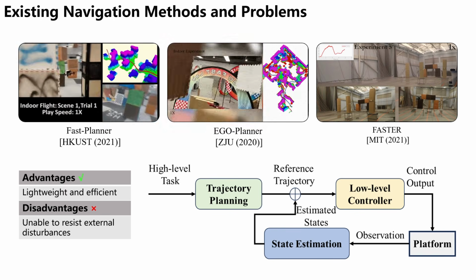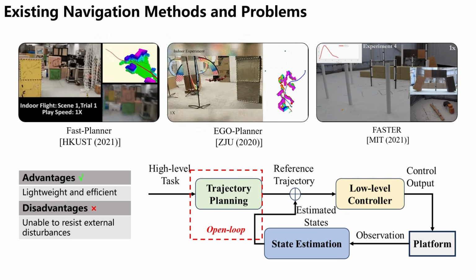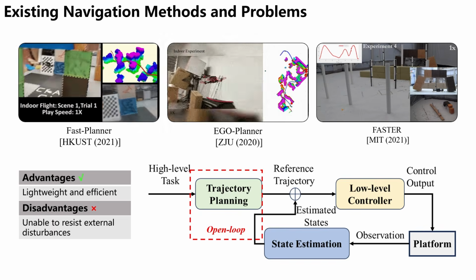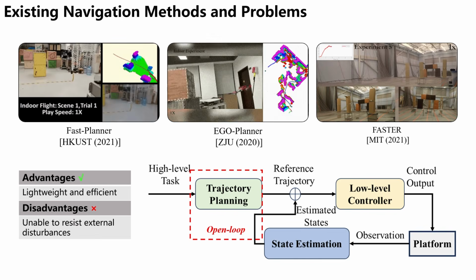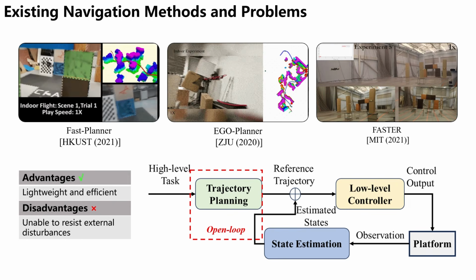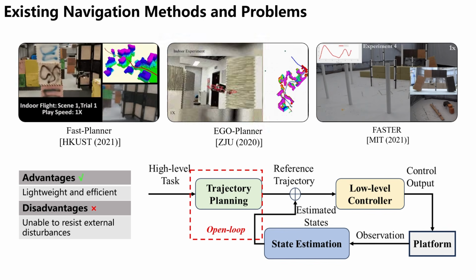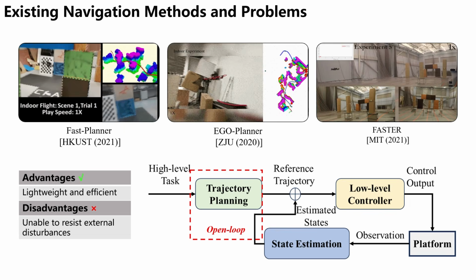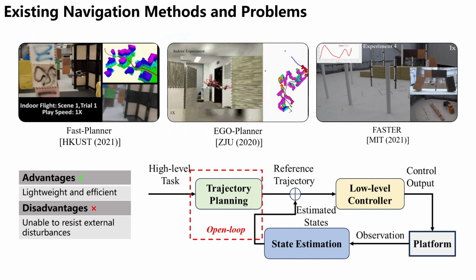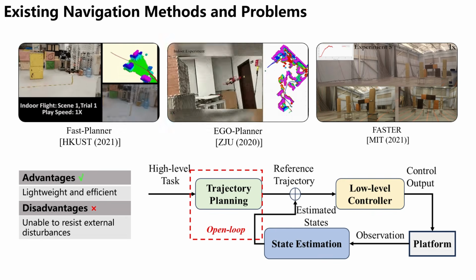Let us look at this block diagram. Current frameworks usually adopt a separation between high-level trajectory planning and low-level control. The rationale behind this design is to ensure that both planning and control can operate correctly. However, this also means that the execution of the trajectory lacks feedback. If the low-level controller encounters an external force and fails to track, the planned trajectory may collapse. This is the open-loop problem.